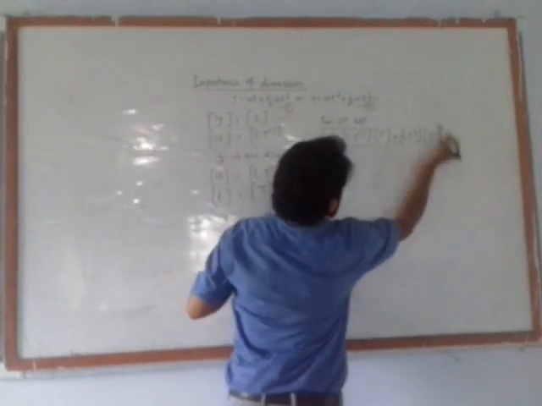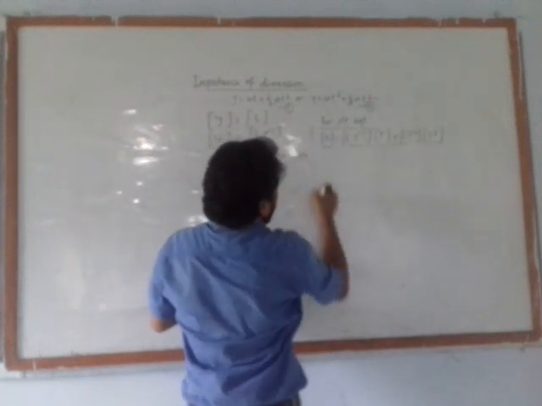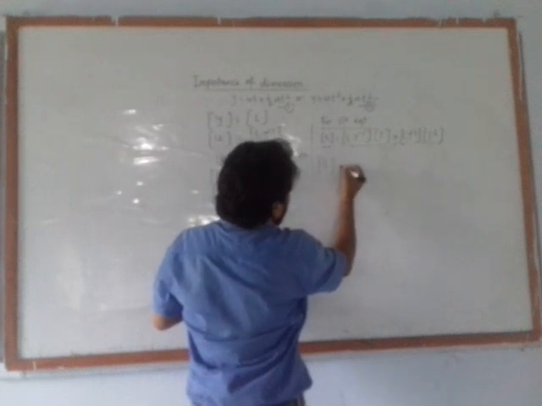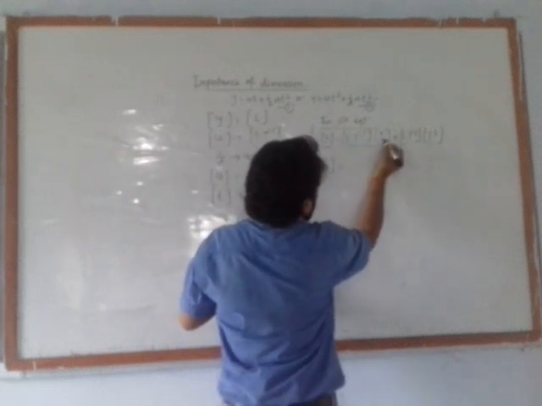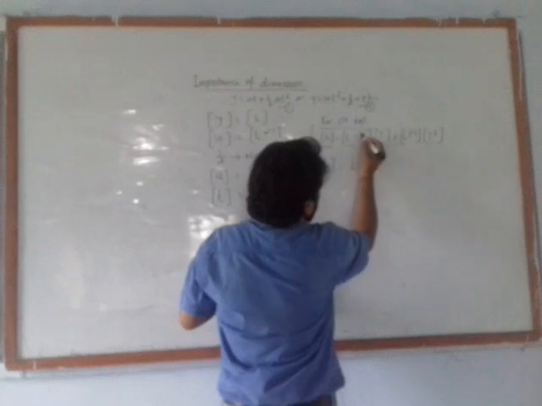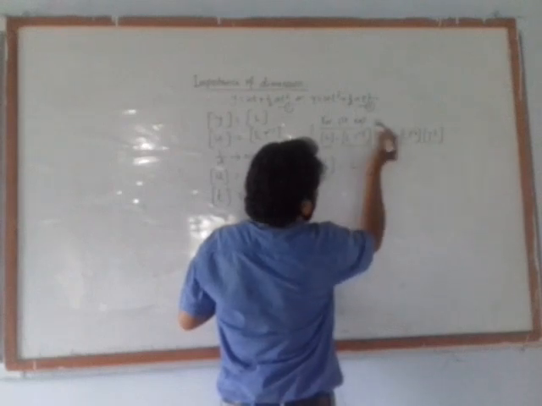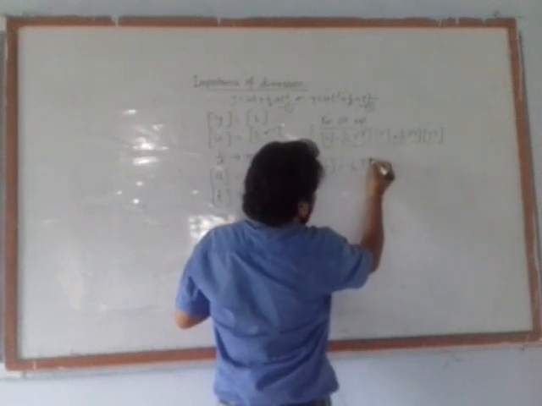Now let us do the calculation here. For a single term there is no need for any calculation, so L is L. T to the power minus 1 times t is t to the power 0.